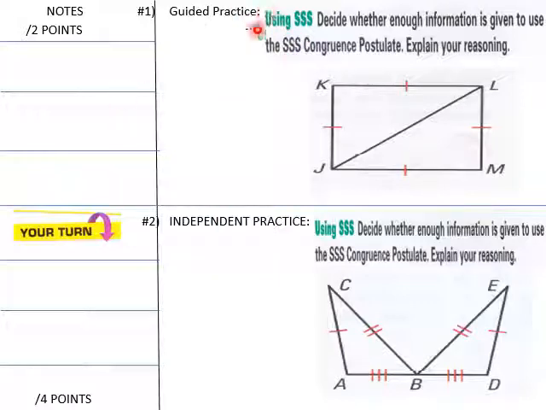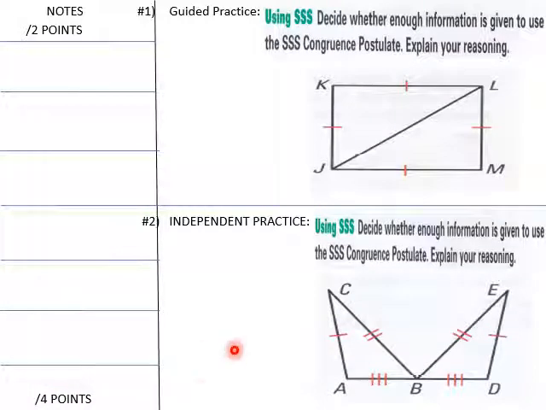Okay, everybody, here's our first guided practice for this lesson 5.2. Decide whether enough information is given for SSS. Same thing down here, students. This is yours. Teachers, give everybody about 3-4 minutes to explain your reasoning either way, if these are congruent or not.